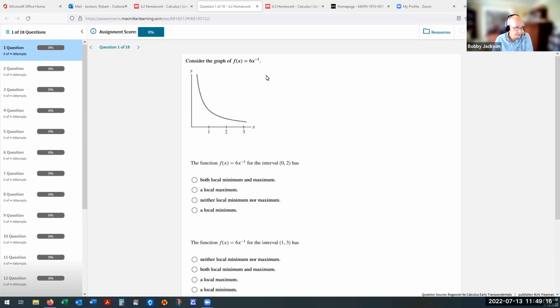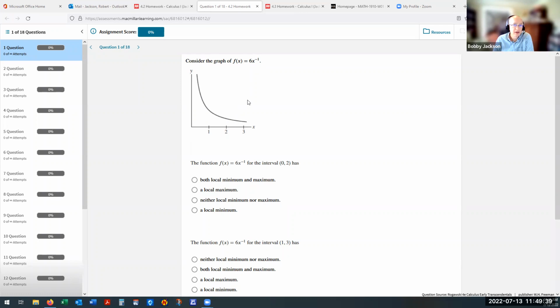As you can see, consider the graph of the function 6x to the negative 1 power. This is the same as 6 divided by x. If you look at the graph of the function, here it is just for values of x greater than 0. The domain of the function is all real numbers except 0. Obviously, at 0 we have a vertical asymptote.